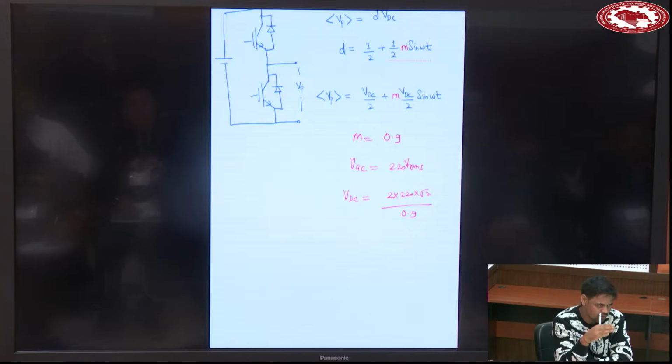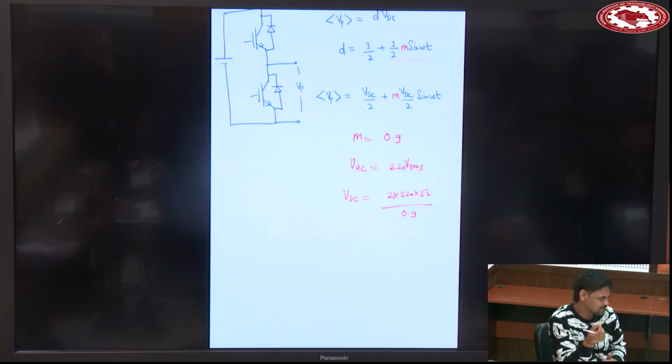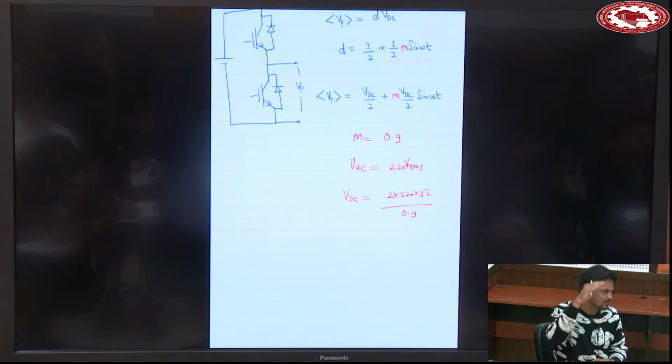If you go down to limit your modulation index to 0.9, 0.8, it has some cost, the cost in the sense of DC link voltage. You will need a higher DC link voltage.